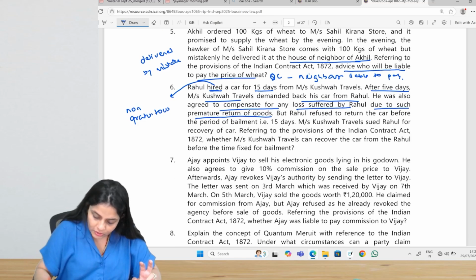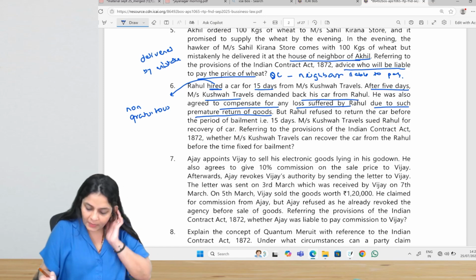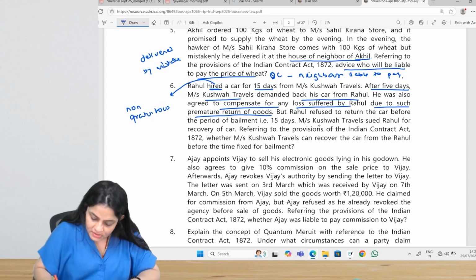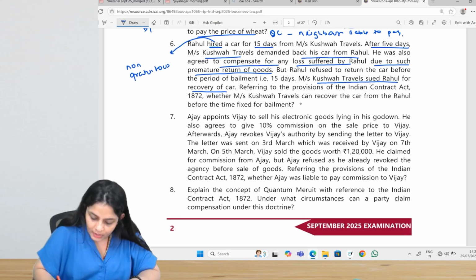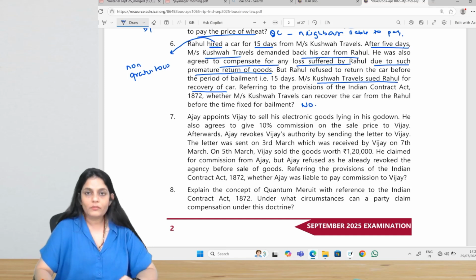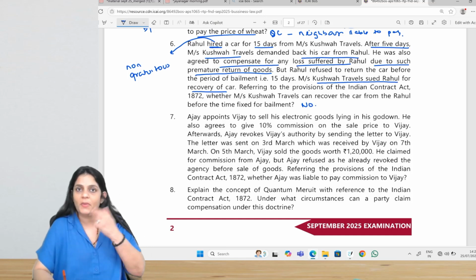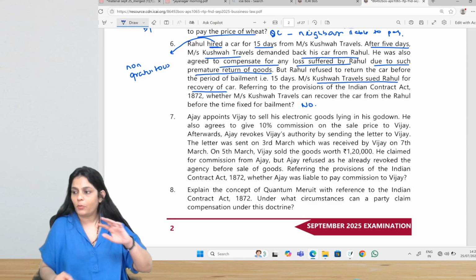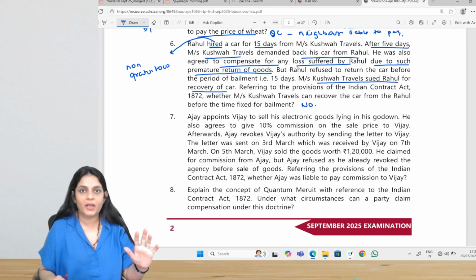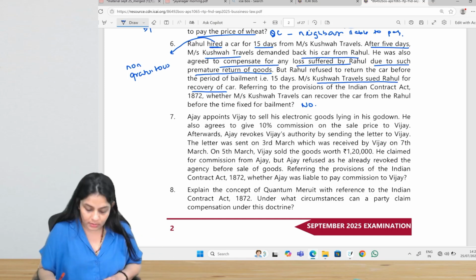But Rahul refused to return the car before the period of bailment, that is 15 days. Messrs. Kushwa Travel sued Rahul for recovery of the car. Can they recover the car? No. If it was a gratuitous bailment, they could have recovered the car at any given point of time. But since it's a non-gratuitous bailment, it cannot be terminated at any time. So they cannot recover the car.